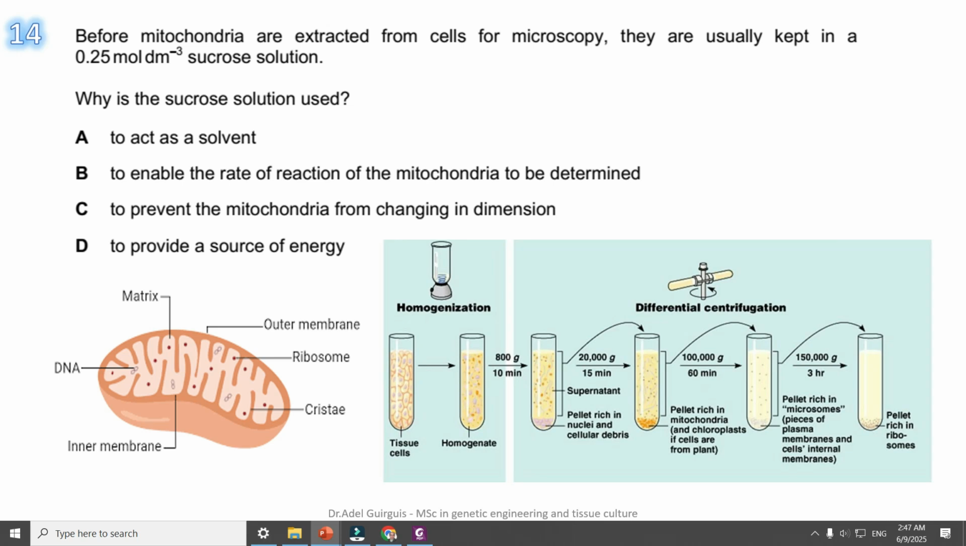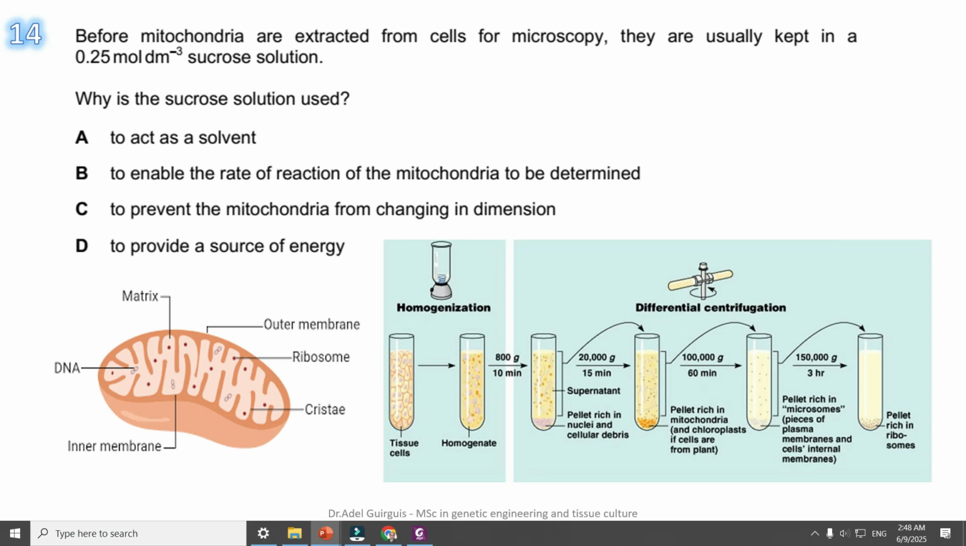The answer is C. Let's break down the other incorrect choices like B and D. To enable the rate of reaction of mitochondria to be determined, this is later on, not during extraction. We can use certain solutions, certain chemicals to check the rate of reaction of mitochondria, not for microscopy, not for viewing on the stage of a microscope, I mean electron microscope, or even light microscope with high resolution power.